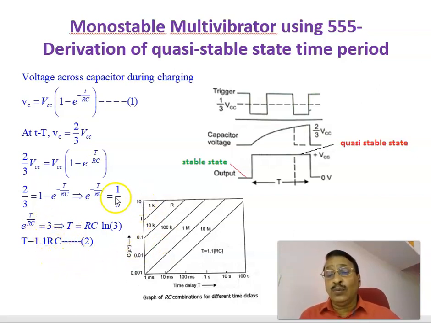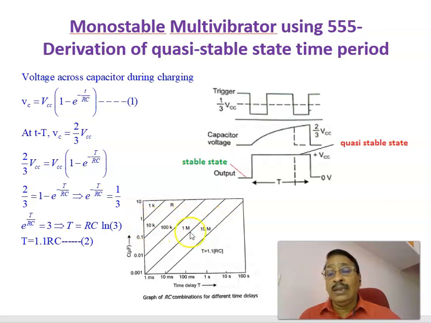Now, in order to find out the value of the capacitance to be connected for a particular value of the time duration, this graph will help. For example, I want to generate a time delay of 1 second. In order to generate a time delay of 1 second, corresponding to a resistance value of, say, 1 mega ohm, I can get from this graph the capacitance to be connected.